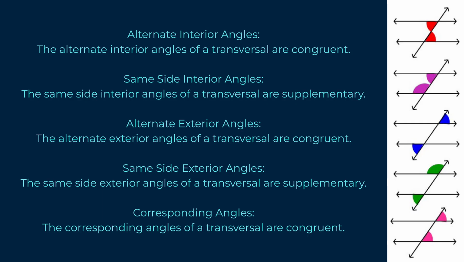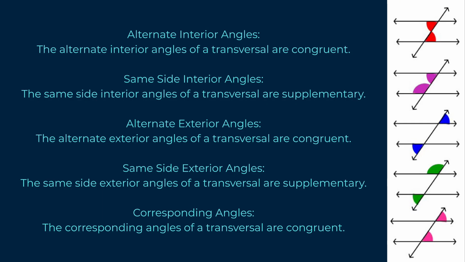Same side interior angles means that if you see the 2 interior angles there, and on the same side, they are supplementary. Alternate exterior angles means that the alternate exterior angles of the transversal are congruent, meaning that if one is on the very far side and one is on the other side, they are both congruent. And the same side exterior angles of the transversal are supplementary. And then the corresponding angles, of course, are congruent to each other.